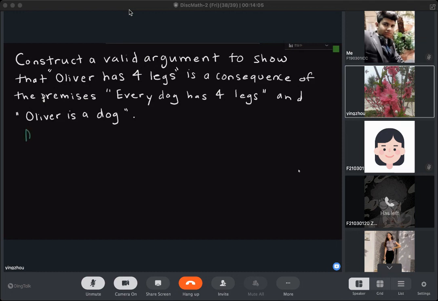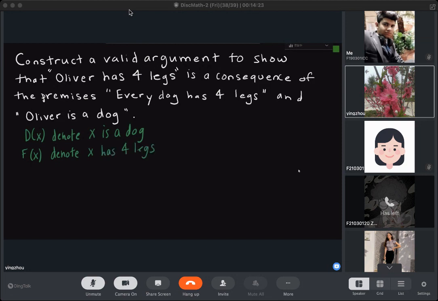So I'm just going to let d of x denote that x is a dog. And I'm going to let f of x denote that x has four legs.